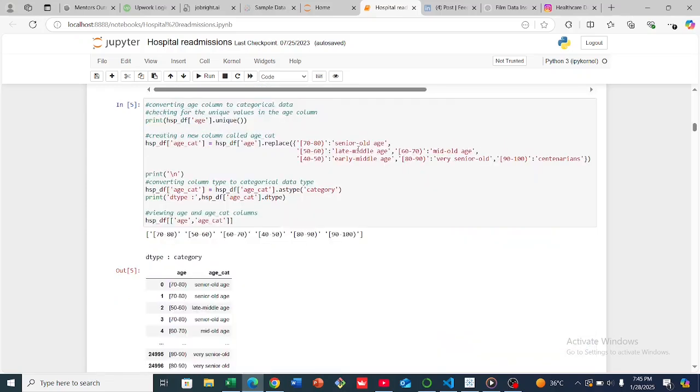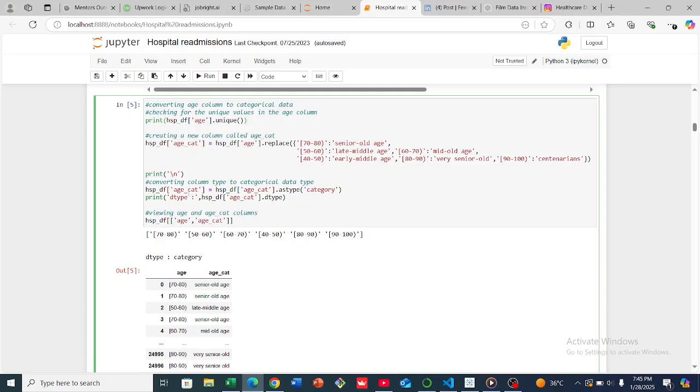Okay, so for 70 to 80, I categorized this as senior old age. For 50 to 60 as late middle age. For 60 to 70 as mid old age. For 40 to 50 as early middle age. 80 to 90 as very senior old, and 90 to 100 as centenarians. Those are the categorizations I did, and I used the .replace method to do that. So technically, I'm saying replace these figures with this text here.